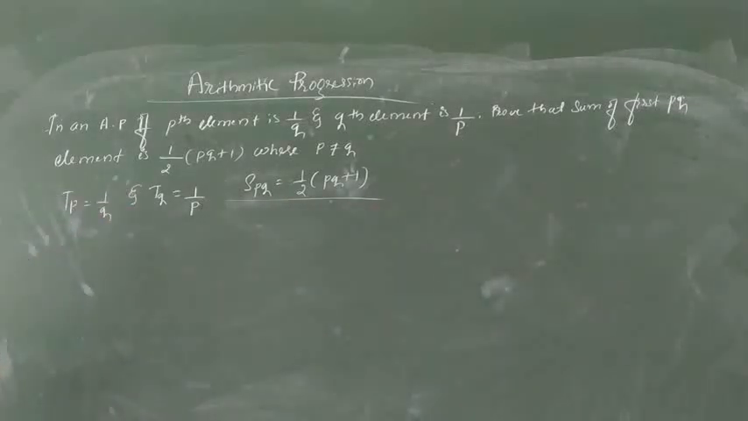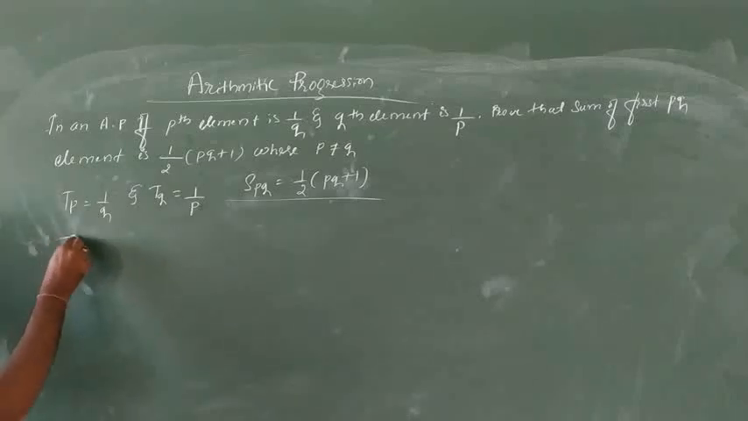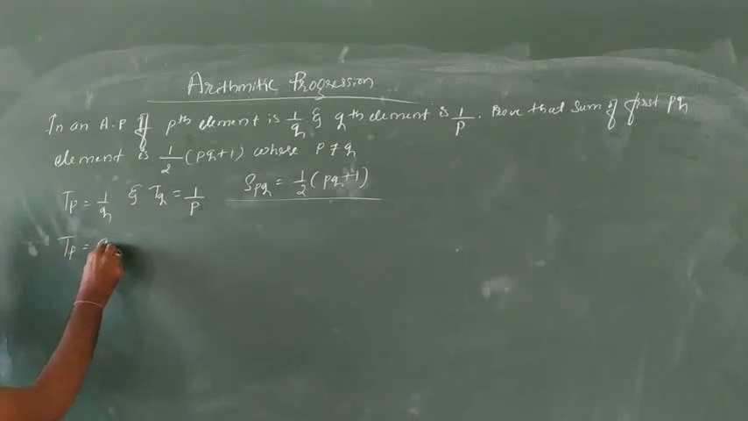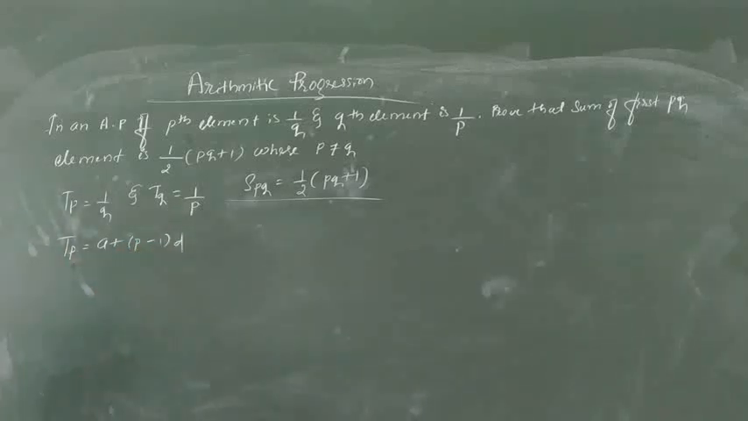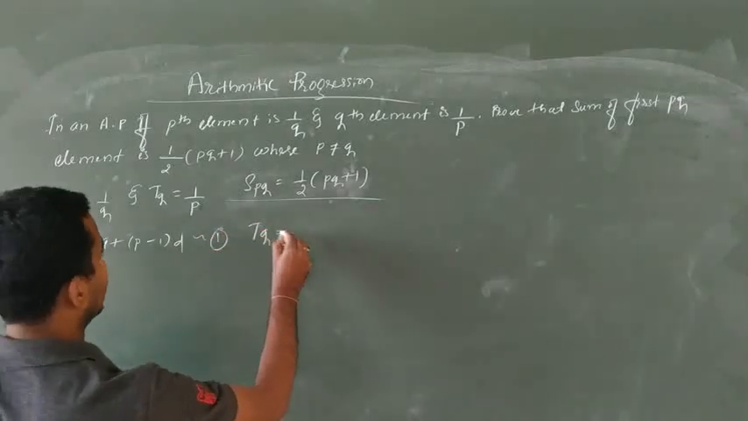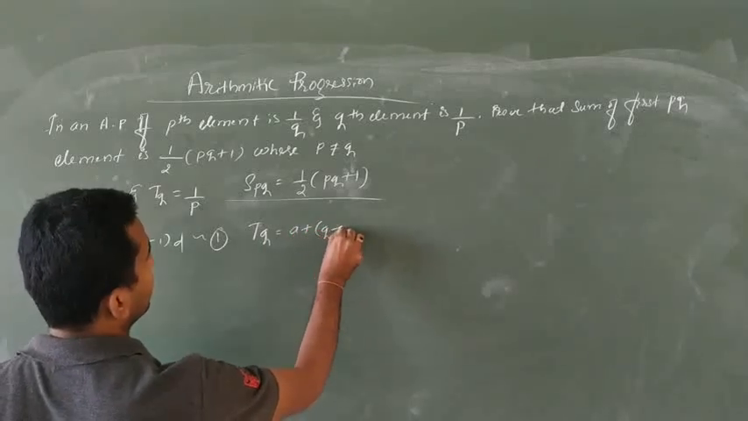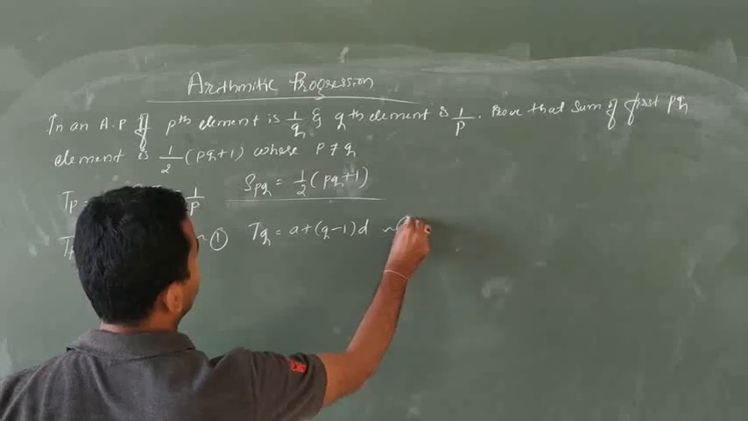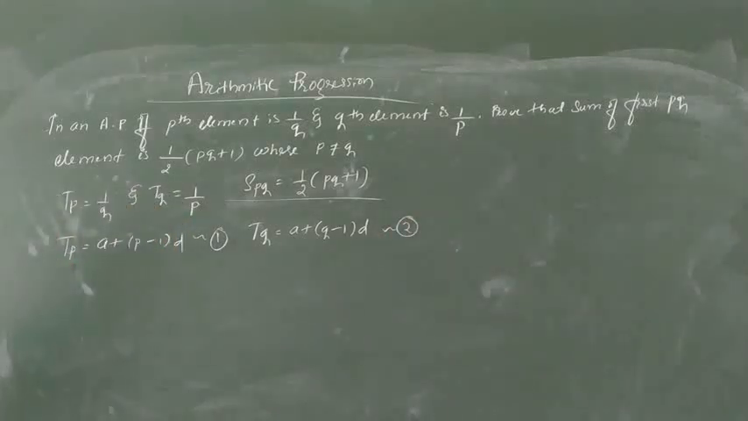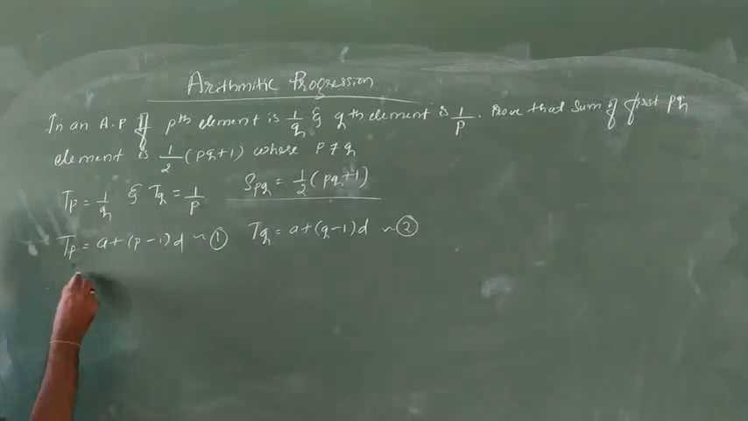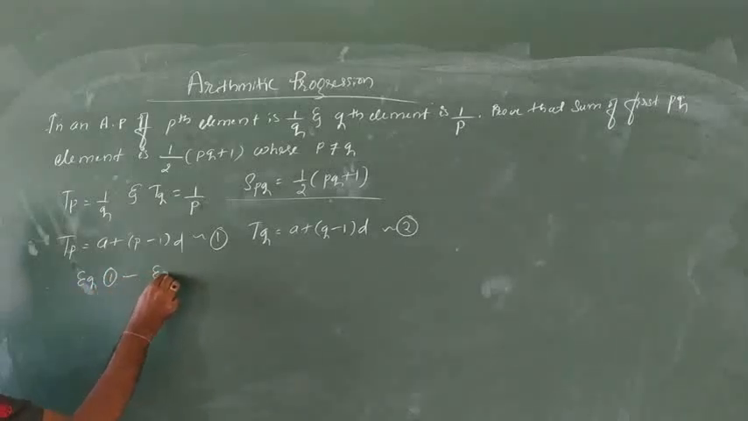Okay, so now we have to expand this one, that is TP is equal to A plus P minus 1 into D. Instead of n, we have substituted P. This I will take as equation 1, and TQ is A plus Q minus 1 into D. So this is the second equation. Now I will subtract equation 2 from equation 1. Then I can get either the common difference D or the first element A.